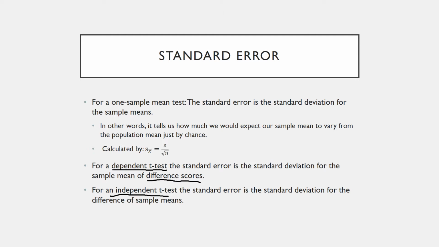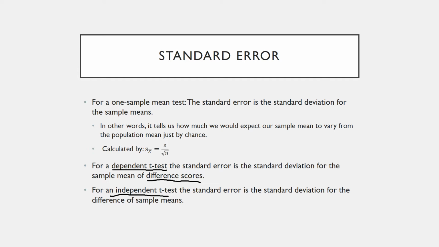So remember, for a dependent t-test, we have two columns and they're paired. We calculate a difference score column, and then we get the mean and the standard deviation for that difference score. So when you're talking about a dependent t-test, we're only concerned about the variation in the difference scores. So we make a column of difference scores and then treat it as a one sample t-test.